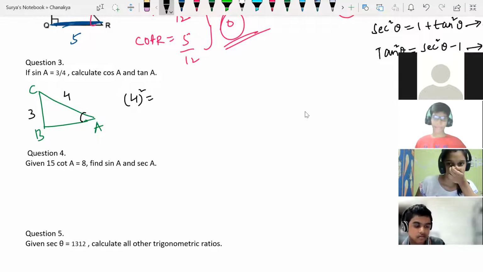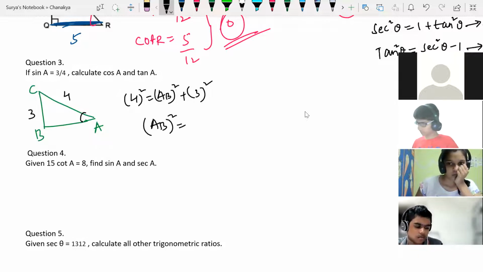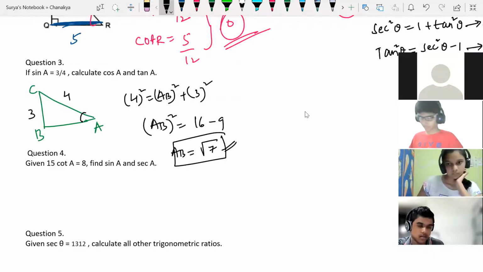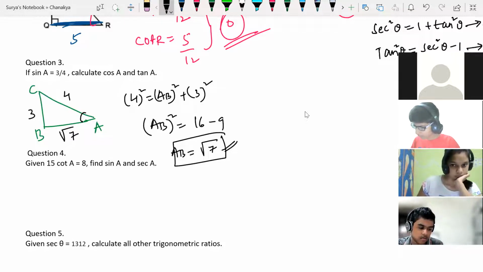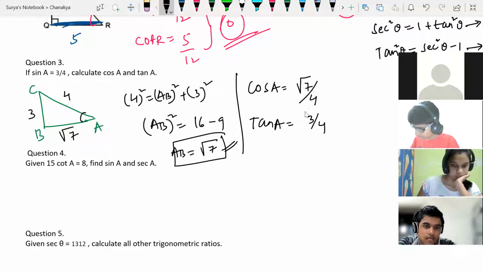So 4 square is equal to AB square plus 3 square. AB square is going to give me 16 minus 9, which is root 7. Yes or no? So what is my cos A going to be now? Cos A is adjacent by hypotenuse, so root 7 by 4. Tan A is going to be, not 3 by 4, but 3 by root 7.